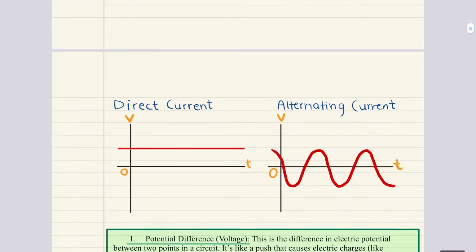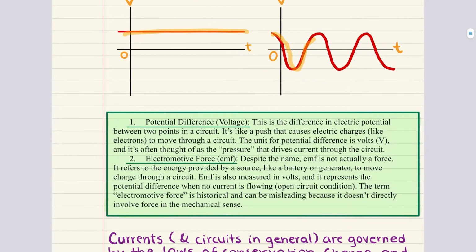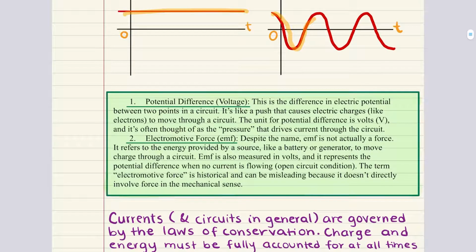Now, these two graphs really illustrate the difference. In the graph for direct current, we see that voltage remains constant over time. But for alternating current, the voltage follows a sine wave, alternating between positive and negative as time progresses. Now, understanding the difference between these two types of current naturally brings us to the concept of voltage and how it drives current through a circuit.